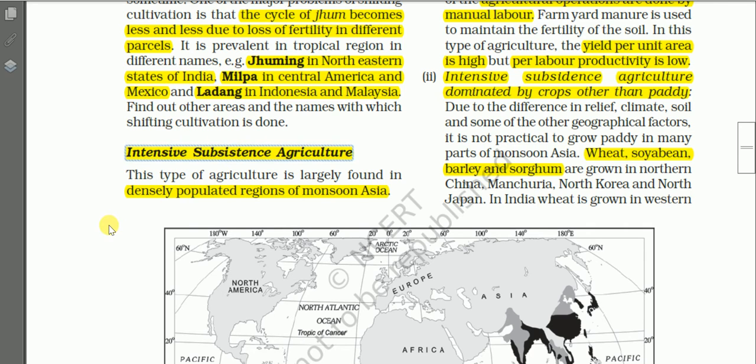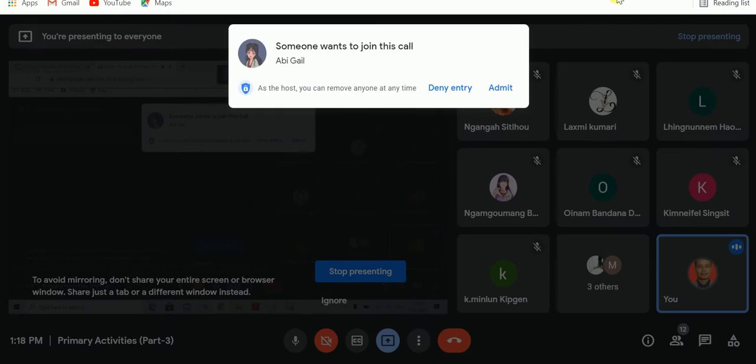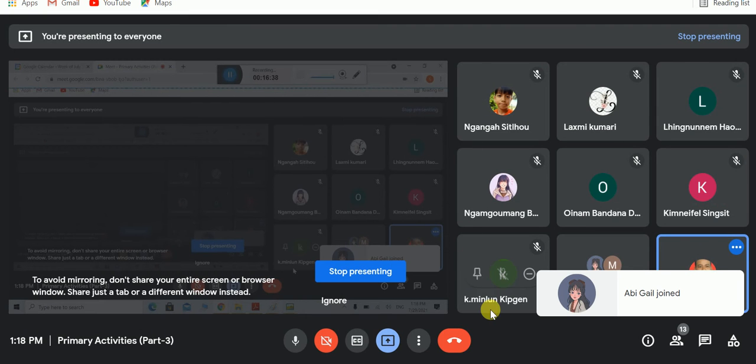It is known as intensive subsistence agriculture. And this type of agriculture is largely found in densely populated regions of monsoon Asia. Okay, so intensive subsistence agriculture is practiced in the densely populated regions of monsoon Asia. Monsoon Asia means the regions where monsoon type of climate is found.